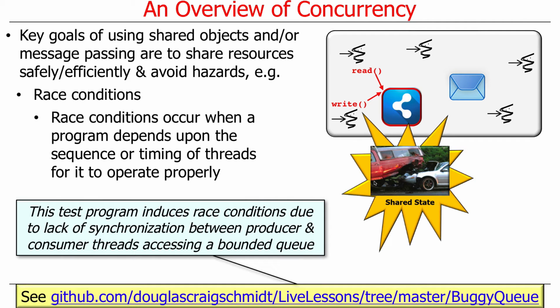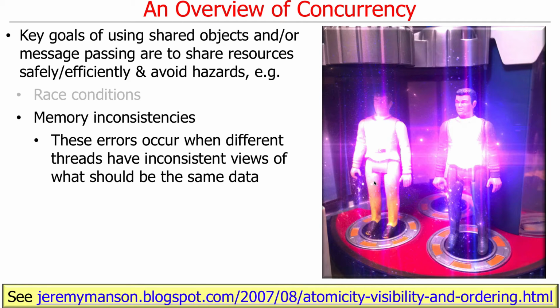If you're not really that familiar with race conditions and concurrency, you might want to try running this little sample. This is a test program called Buggy Queue, and as the name suggests, it basically induces race conditions due to the lack of synchronization between producer and consumer threads that are using a bounded queue. So it doesn't have the proper locking mechanisms in place, and so when you run it, it'll do very strange things and blow up.